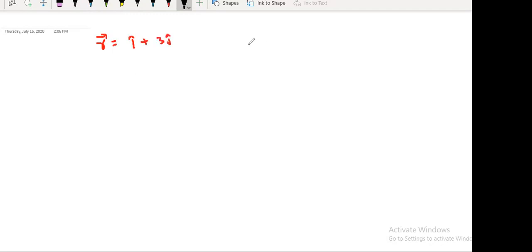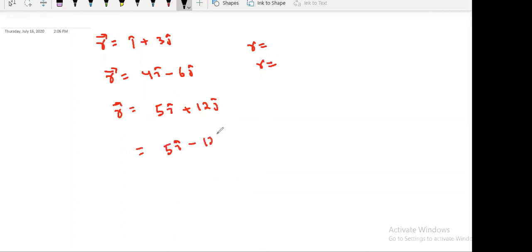ओके, तो इसका मैग्नीट्यूड क्या होगा? जल्दी बताओ. फिर दूसरा वेक्टर जो है वो है 4i cap माइनस 6j cap, राइट? इसका मैग्नीट्यूड क्या है? और तीसरा वेक्टर जो है वो है 5i cap प्लस 12j cap और 5i cap माइनस 12j cap. तो सबका मैग्नीट्यूड क्या है? सबका मैग्नीट्यूड जल्दी जल्दी टेल मी. पहला वाला... 3 कैसे हो गया? i प्लस 3 है.